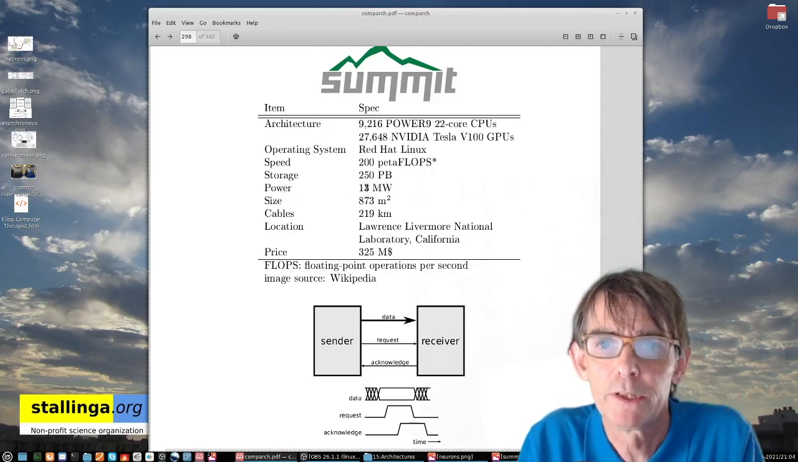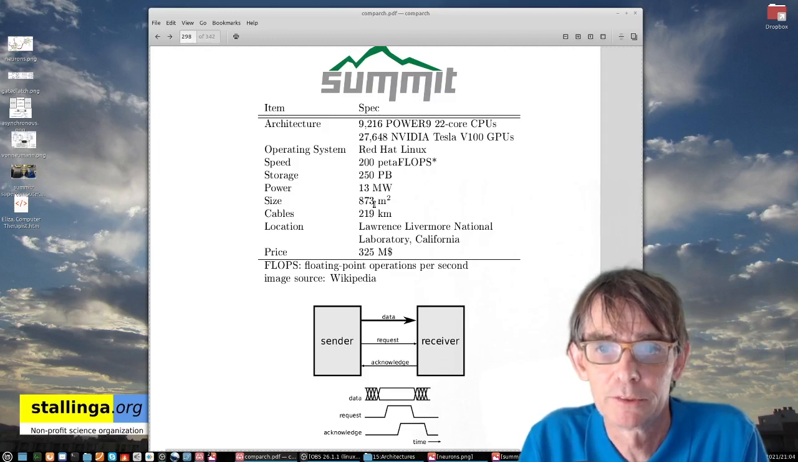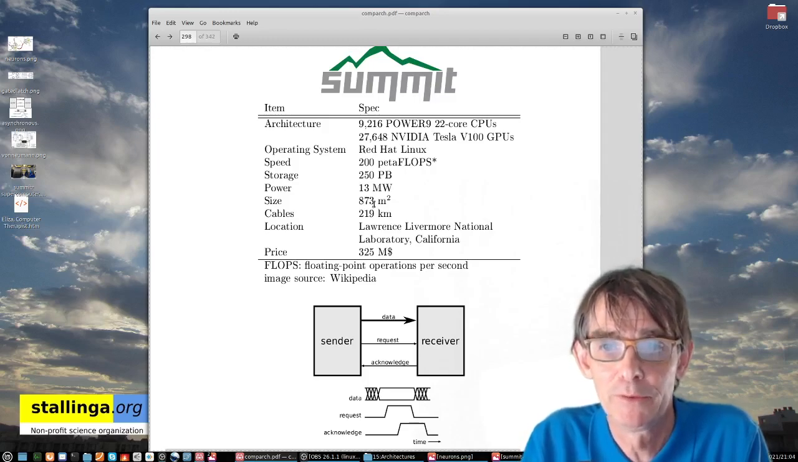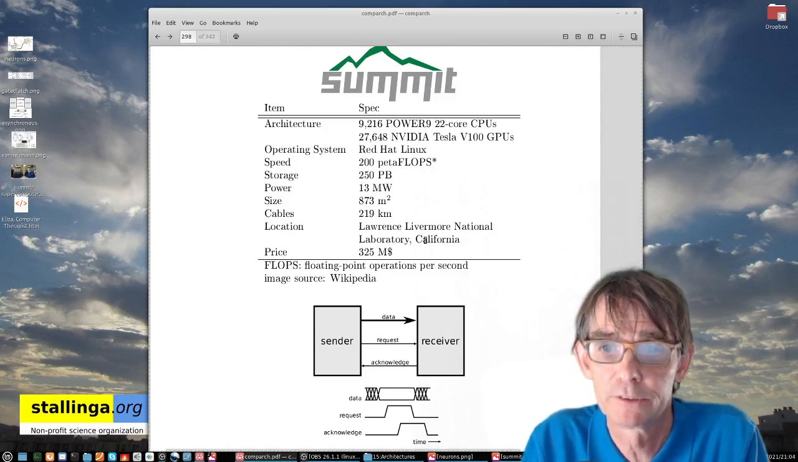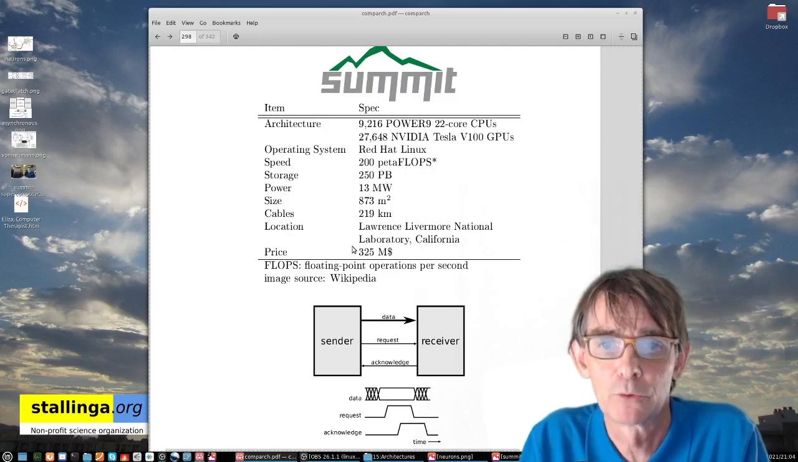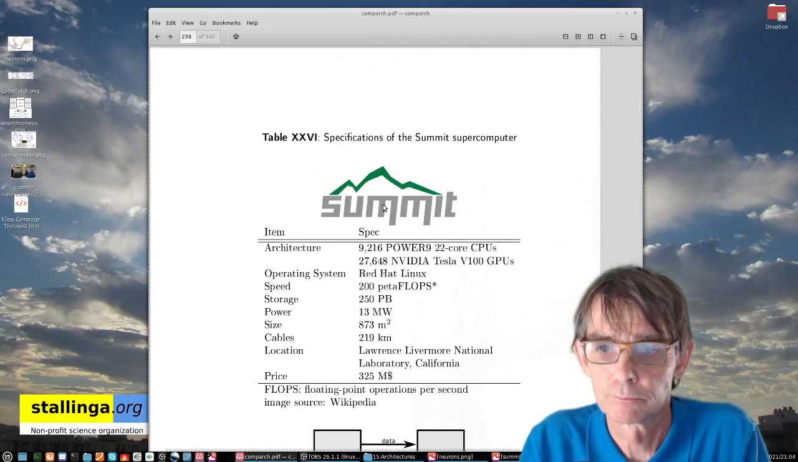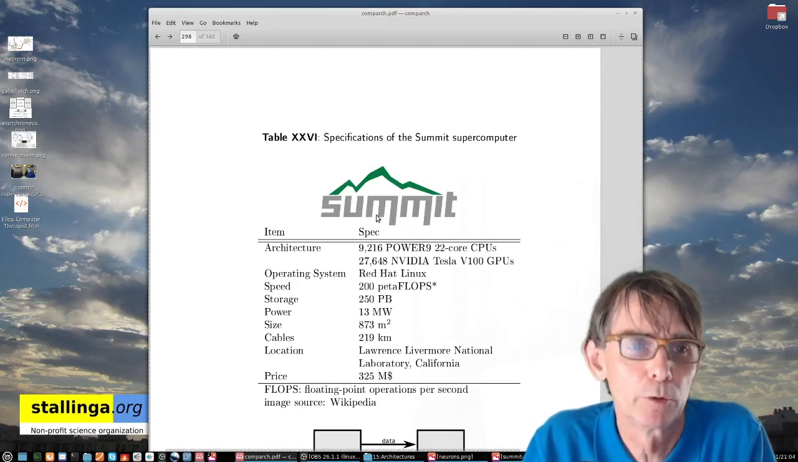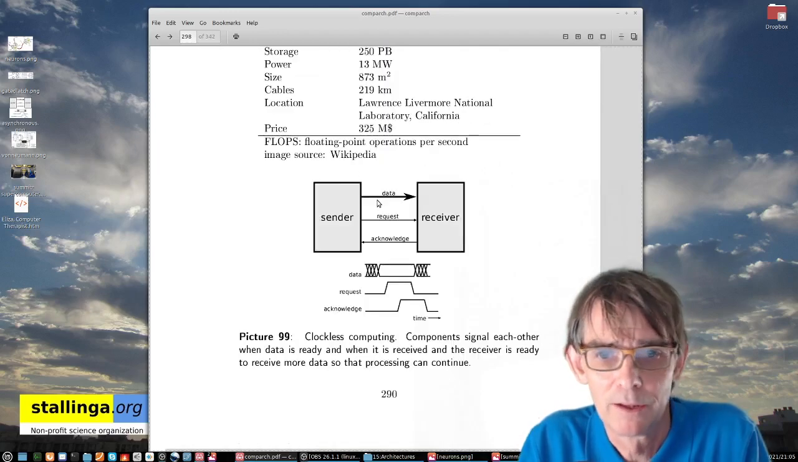Our brain has 20 watts. This is 13 megawatts, so a million times more than our brain. The size, for your information, is about 900 square meters, with 220 kilometers of cable. The location is Lawrence Livermore National Laboratory in California. The cost is about $325 million. And it still cannot beat our brain in most things.